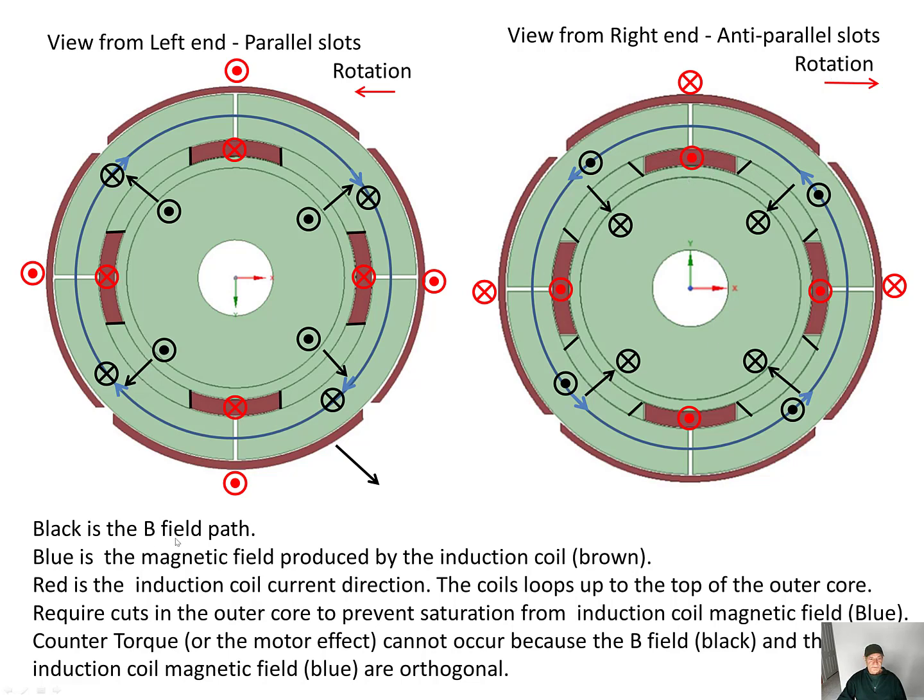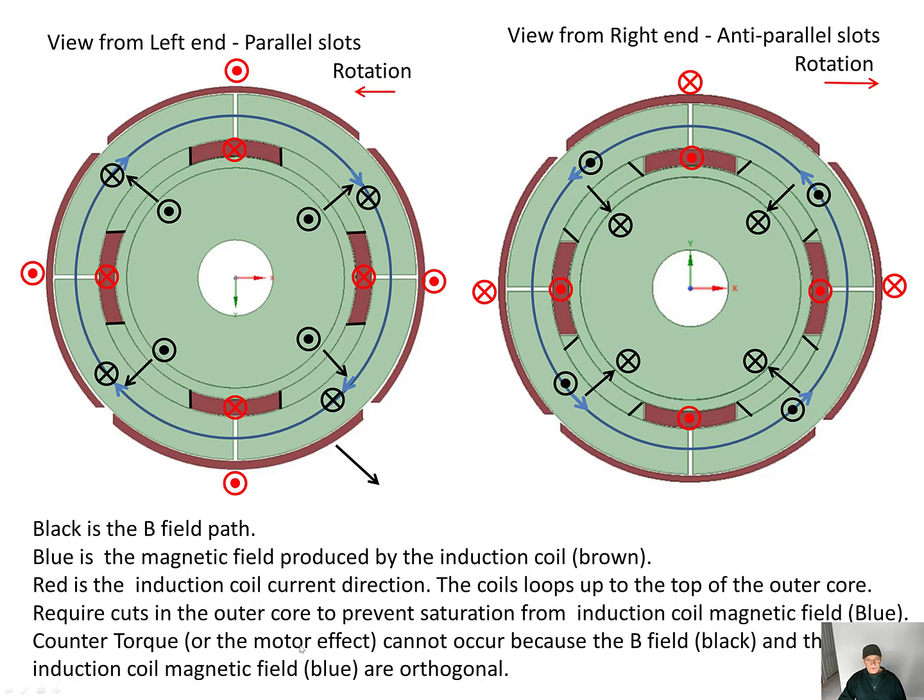Black is the B field path. Blue is the magnetic field produced by the induction coil. Brown, the induction coils are the brown. Red is the induction coil current direction. The coil loops up to the top of the outer core. It requires cuts in the outer core to prevent saturation from the induction coil magnetic field, blue.